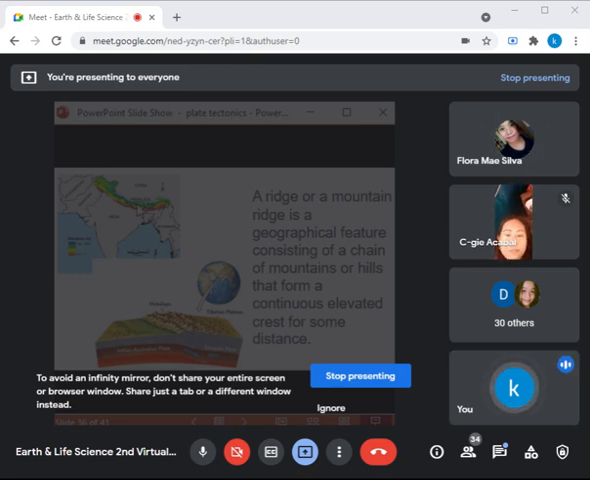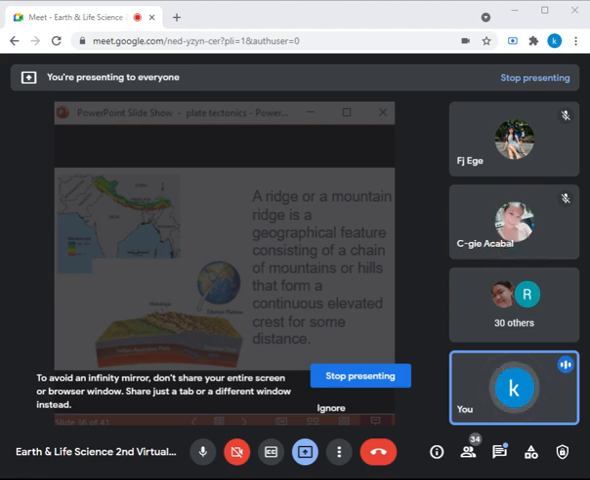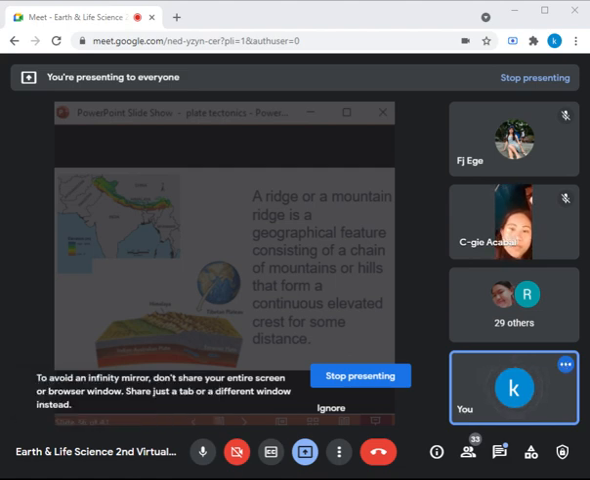Kay kanang siyang diha nga area, daghan kaayo na siya mountain ridges. Puro na siya mountain diha nga area. So a ridge or a mountain ridge is a geographical feature consisting of a chain of mountains or hills that form a continuous elevated crest for some distance.